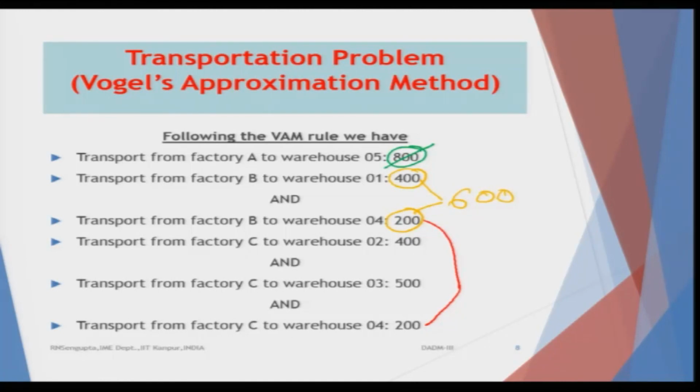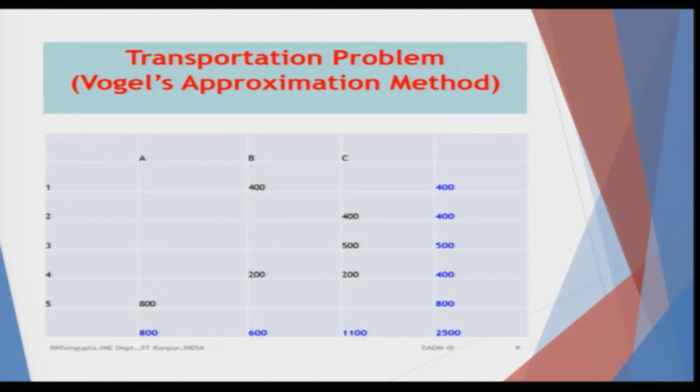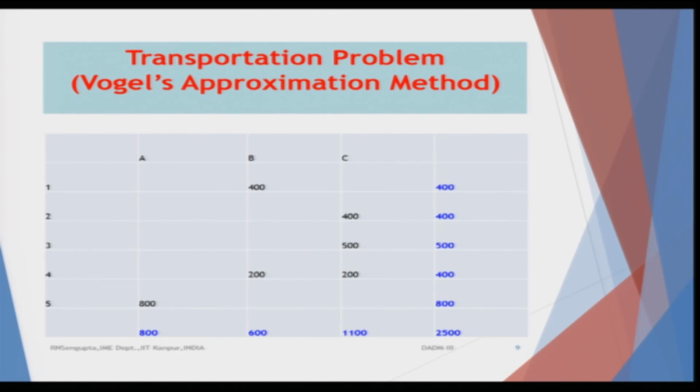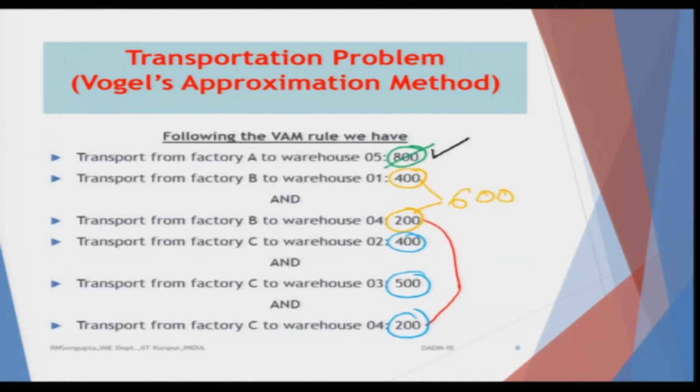Then when I go to the column C, the values are 400, 500 and 200, a total of 1100. If I follow the rows, 5 was already fulfilled by 800, which is already there, so I put a black mark. When I am considering the rows, 2 has 400, so 2 has already been exhausted, 2 is done.